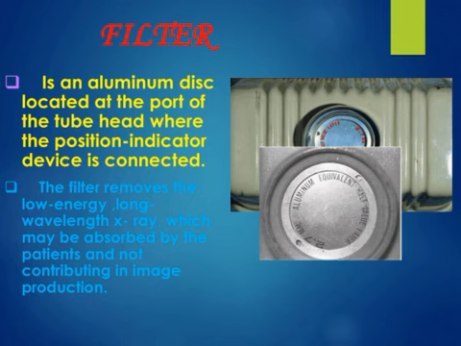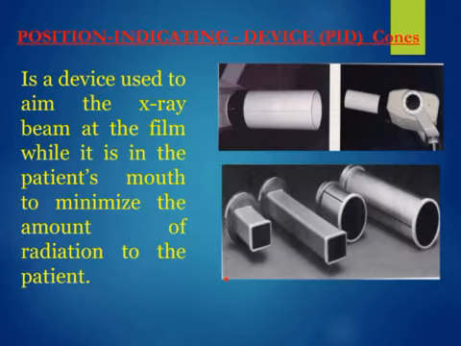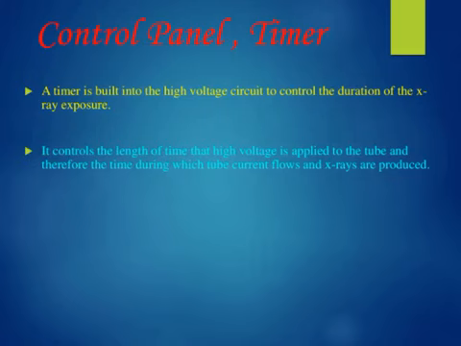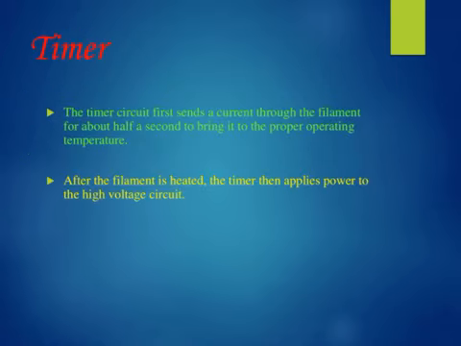Yeah, the next one is the PID or the cone, which helps to aim the X-ray beam towards the patient. Okay, it is used to aim the X-ray beam. Now, the control panel timer. The timer is a built-in circuit to regulate the volume of current passing through the circuit per minute. So when you press the switch on, there is a current passing through the circuit towards the cathode, and then voltage will pass towards the anode.